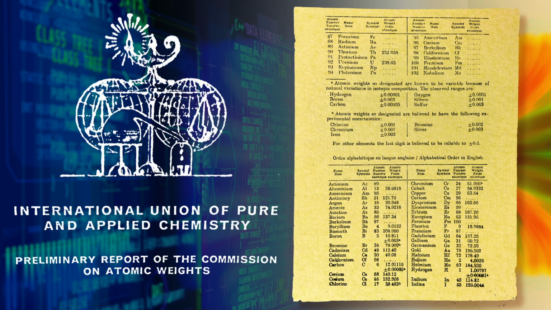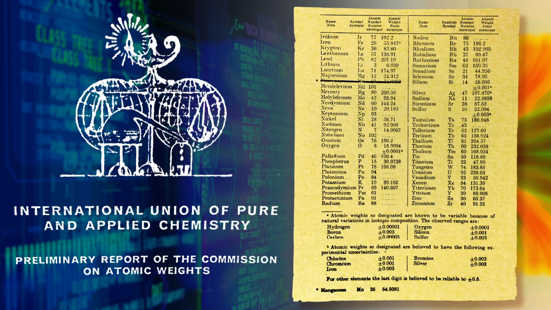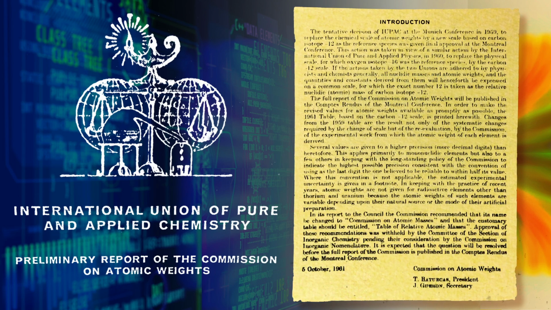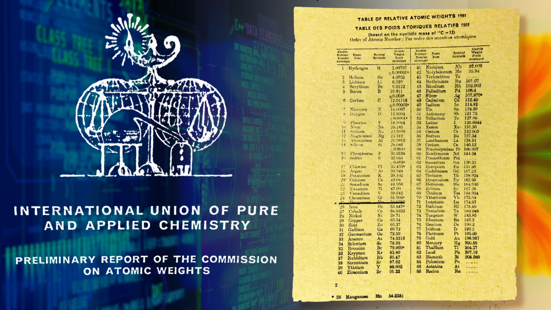but of the reevaluation by the Commission of the experimental work from which the atomic weight of each element is derived. Several values are given to a higher precision, more decimal digits, than heretofore. This applies primarily to mononuclidic elements, but also to a few others, in keeping with the long-standing policy of the Commission to indicate the highest possible precision consistent with the convention of using as the last digit the one believed to be reliable within half its value. Where this convention is not applicable, the estimated experimental uncertainty is given in a footnote.